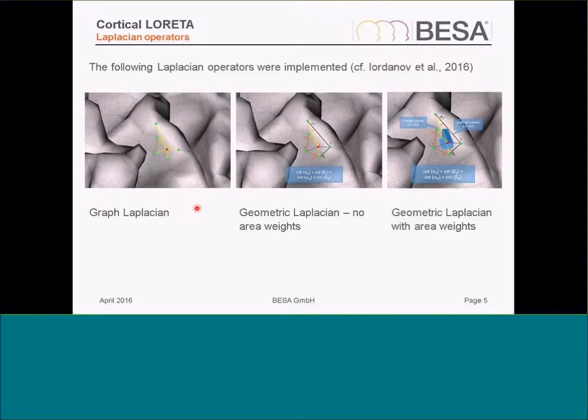One of them is the graph Laplacian, which is simply a neighborhood estimator that looks at each neighbor with the same weight. But we also have different Laplacians, for example the geometric Laplacian with area weights, where each neighbor gets weighted with the shape of its triangle and also the size of the triangle that it comprises. So these can all be used. By default, we use the graph Laplacian because it's the most robust.